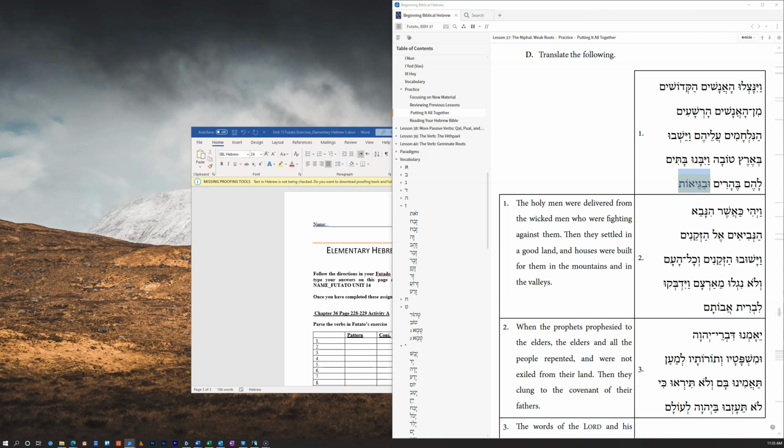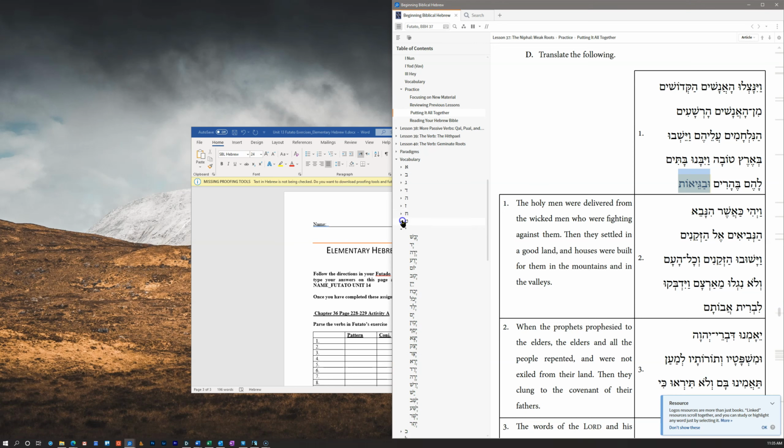Let's see here. Gimel Yod Aleph. When in the world did we have this?